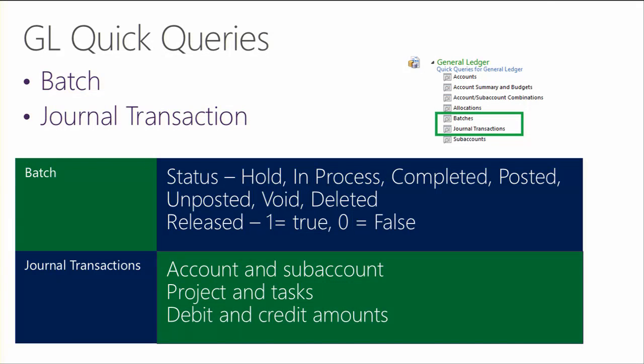So there's the batch query. And you can see the status of those batches, so H means hold, so this is kind of a reference. C means completed, P means posted, U unposted, V void, and D deleted.